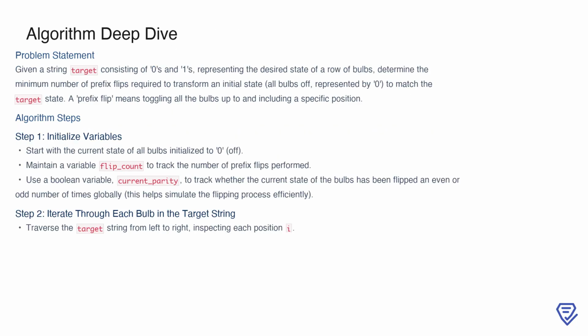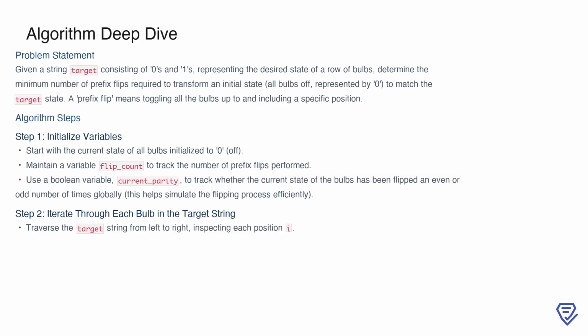To solve the problem, we need to determine the minimum number of prefix flips required to transform an initial state of bulbs, where all bulbs are off, to match the target state represented by a string of zeros and ones. A prefix flip means toggling all bulbs up to and including a specific position.